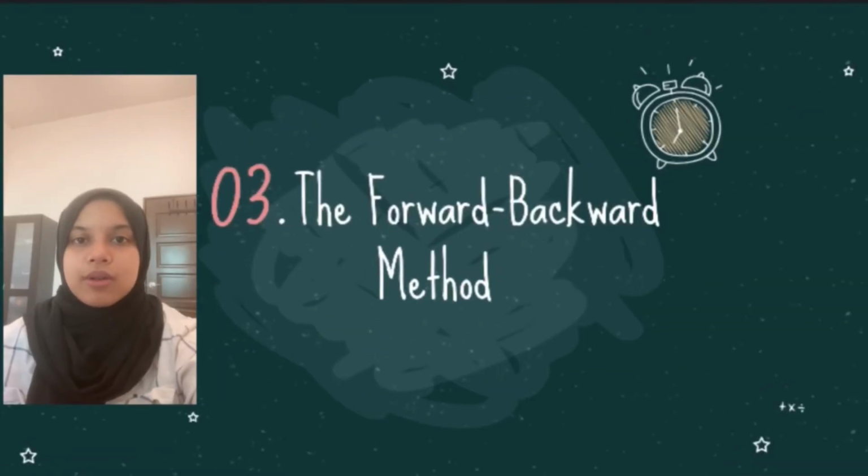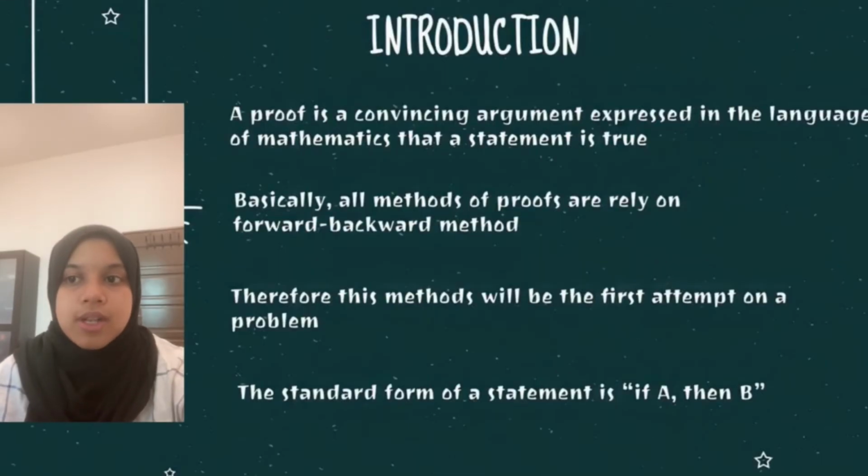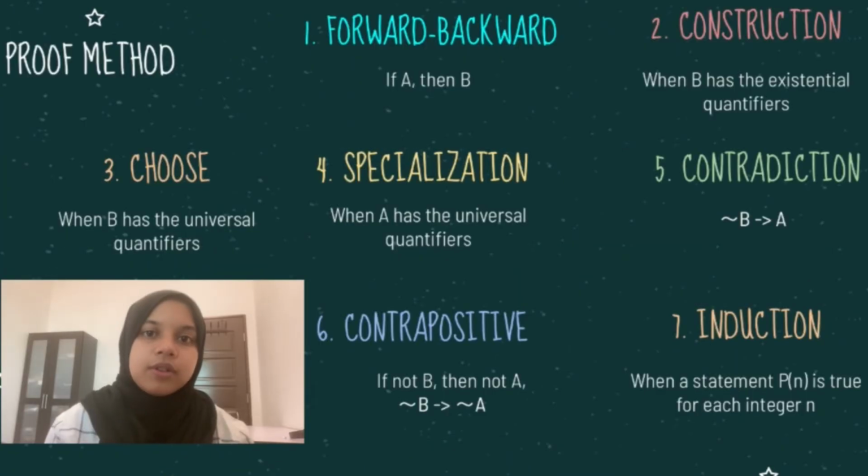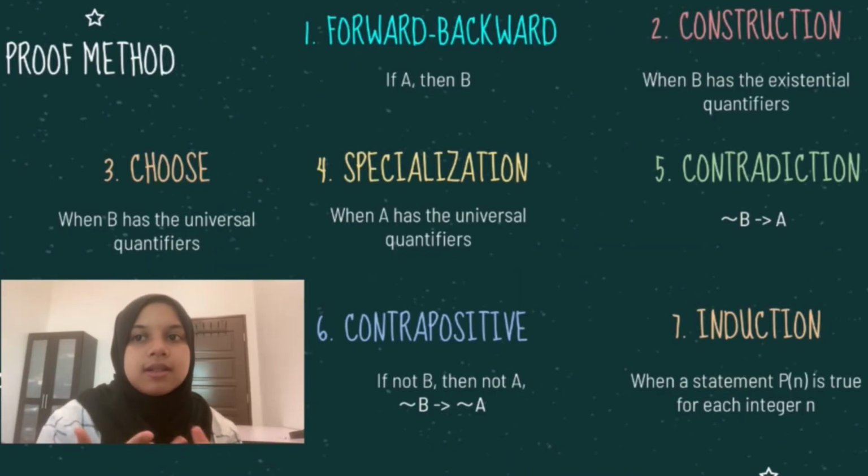The forward and backward method. Proof is a convincing argument expressed in the language of mathematics that a statement is true. Basically, all methods of proof rely on the forward-backward method. Therefore, these methods will be the first attempt on a problem. The standard form of a statement is: if A then B. There are proof methods: forward, backward, construction, truth, specialization, contradiction, contrapositive, and induction.